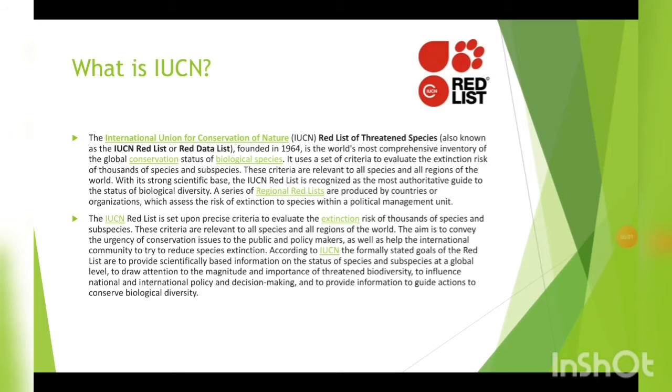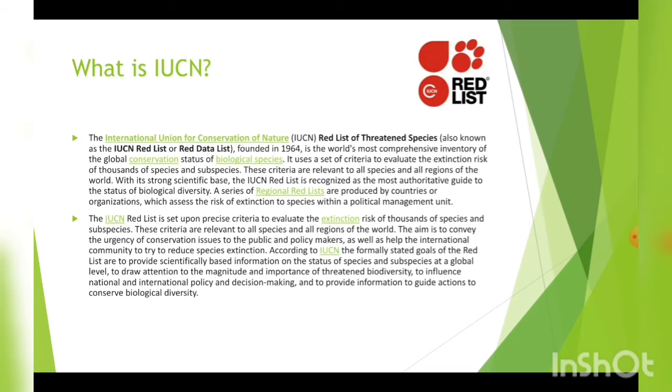Now, this is IUCN, the International Union for Conservation of Nature. The IUCN Red List of Threatened Species, also known as the IUCN Red List or Red Data List, founded in 1964, is the world's most comprehensive inventory of the global conservation status of biological species. It uses a set of criteria to evaluate the extinction risk of thousands of species and subspecies. These criteria are relevant to all species and all regions of the world.